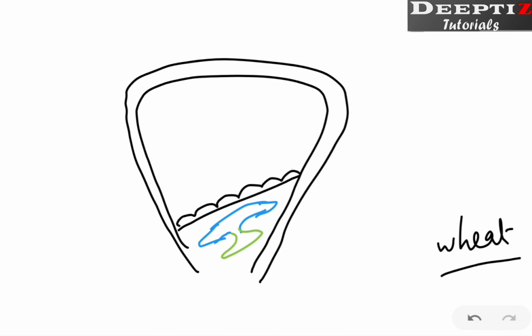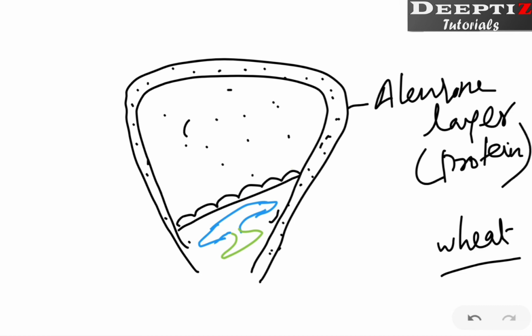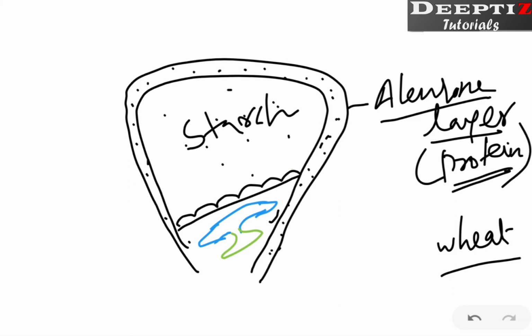Here we have placed our monocot embryo, and it has an outer layer, a sheet of layer, which is called the aleurone layer, and this layer is rich in protein. And in this one there will be starch. So endosperm is there, right? So the aleurone layer consists of protein, and this inner layer has the starchy endosperm.